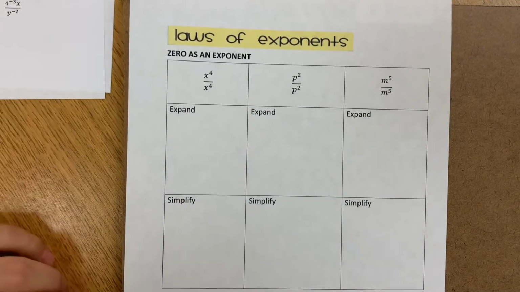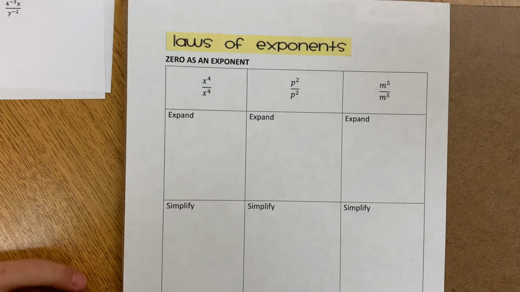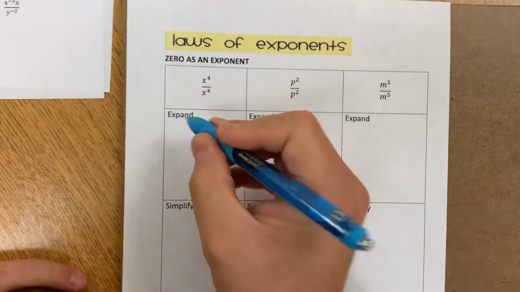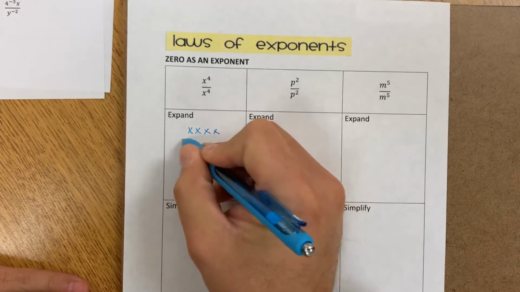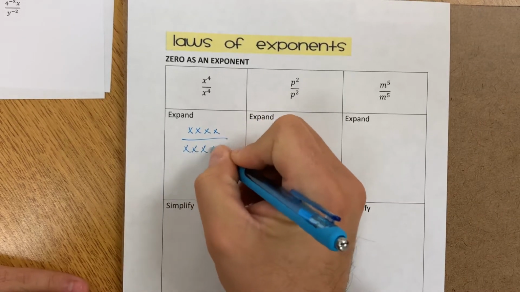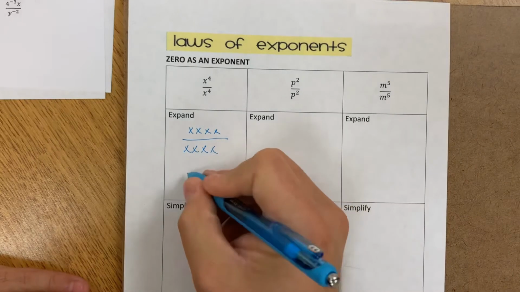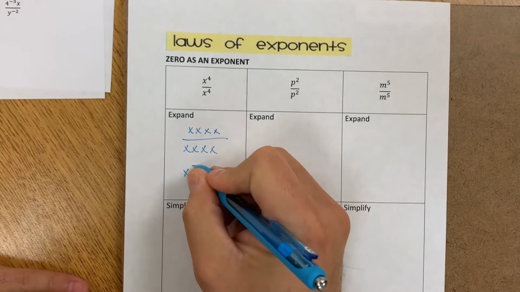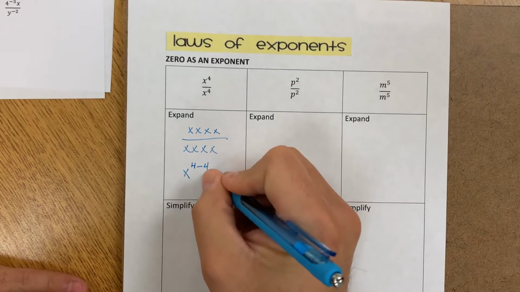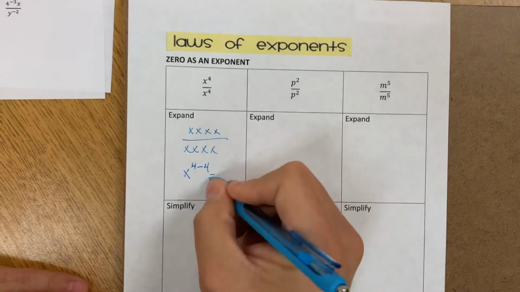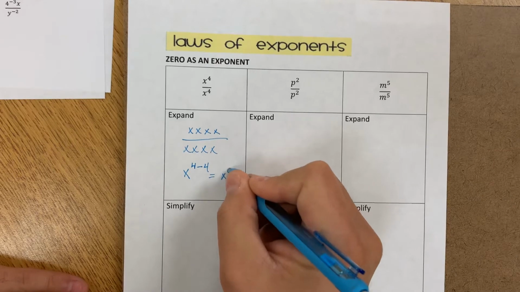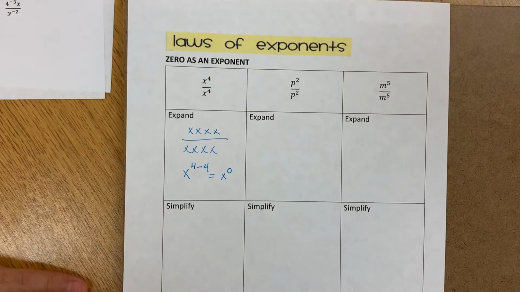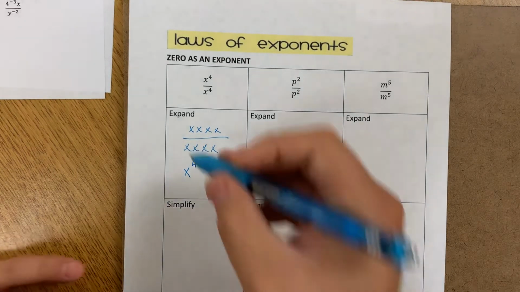All right, next one, 0 exponent. We got x to the 4th over x to the 4th. We got 1, 2, 3, 4, 1, 2, 3, 4. That's how you expand it out. If you use the rule, it should say x to the 4th minus 4. This should equal x to the 0. So there's our 0 exponent.